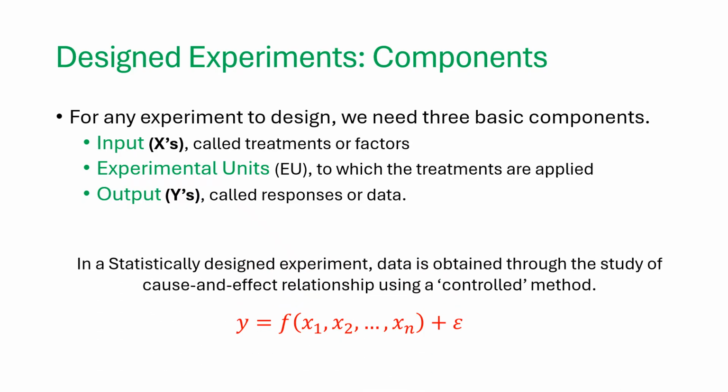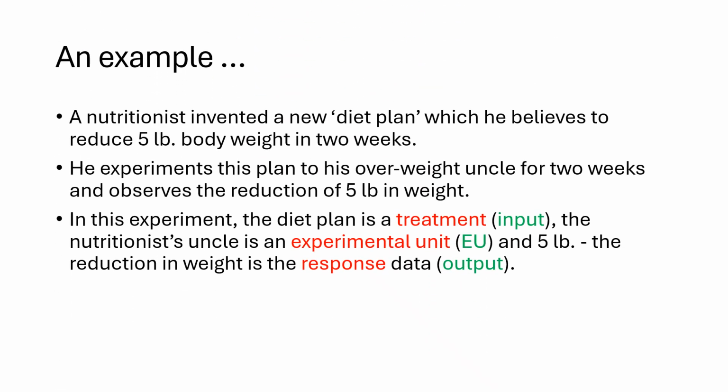In a statistically designed experiment, data is obtained through the study of cause and effect relationships. You can see here y is the effect, and x1, x2, etc. they are the causes. But they are used in a controlled method. Since it's experimentation based, you need to see the different settings which impact the effect y. So let us look at a simple example.